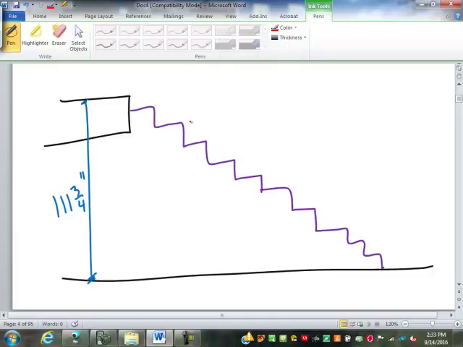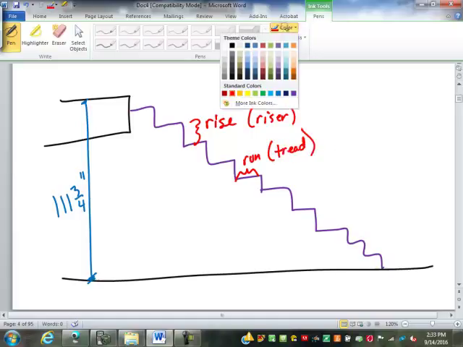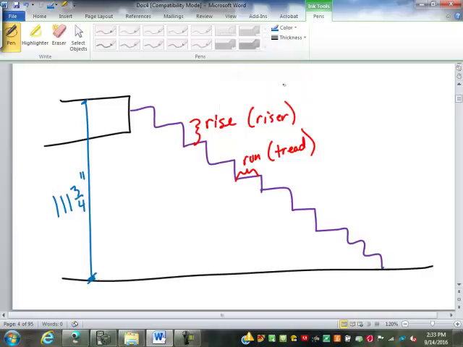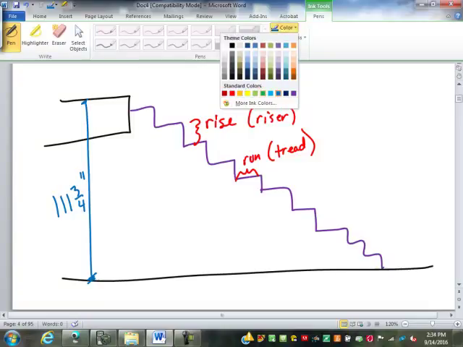So on our stair, we have 2 dimensions we work with. We work with a rise, sometimes called a riser, and we work with a run, which is often called a tread. When you're working with a stair, you want that rise to be as close as possible to 7 inches. So we'll start out by estimating how many steps, how many rises we'll have by dividing by 7 inches.